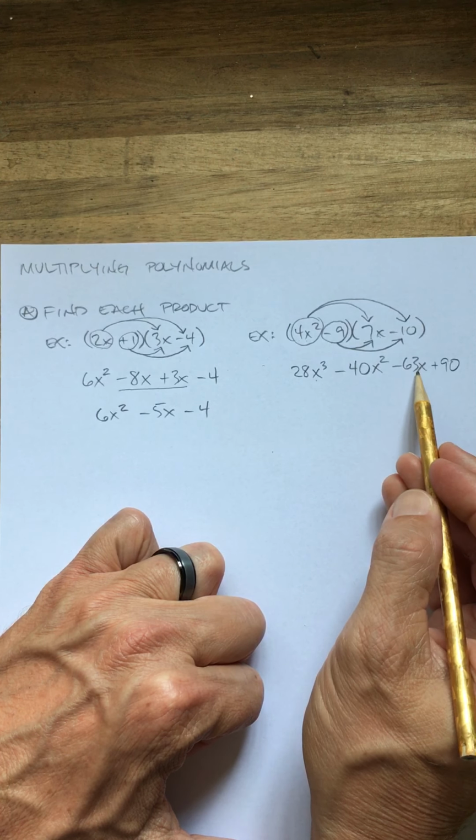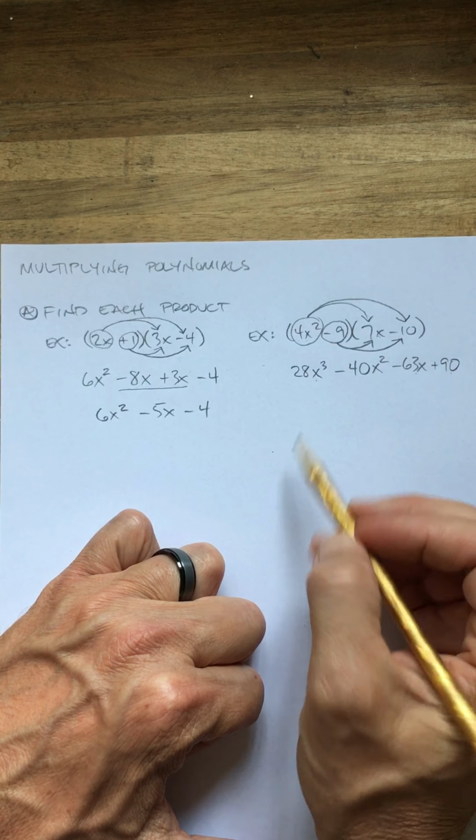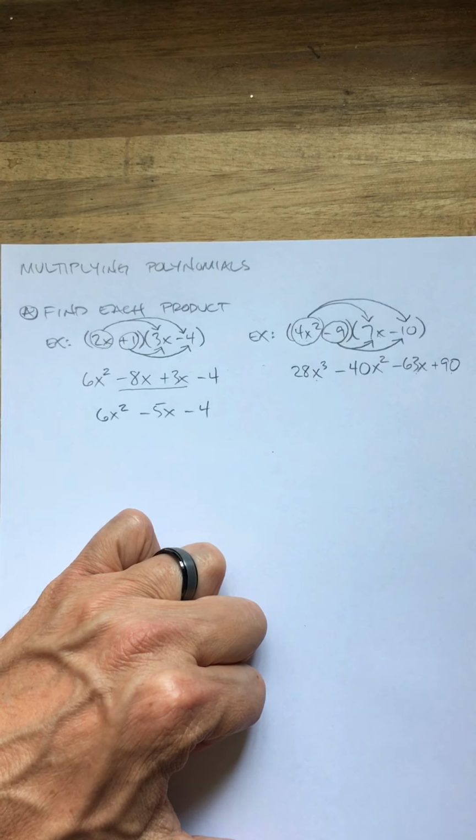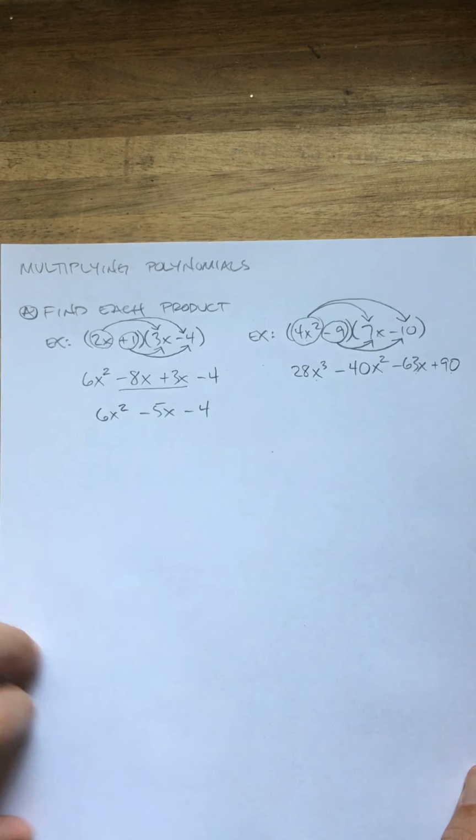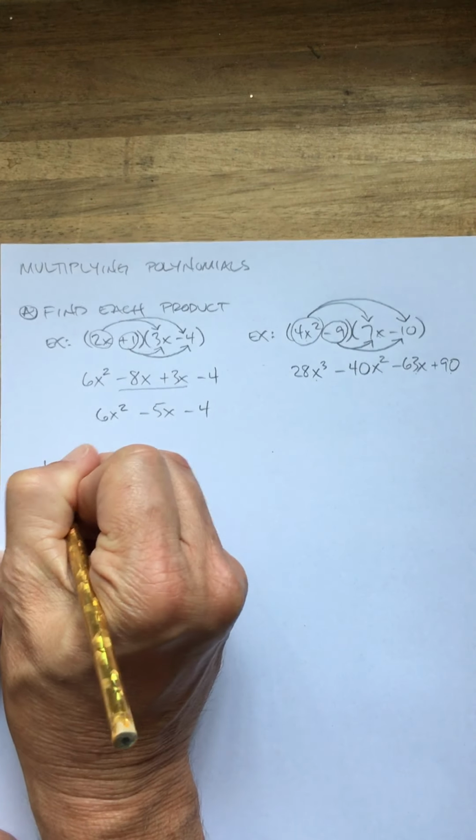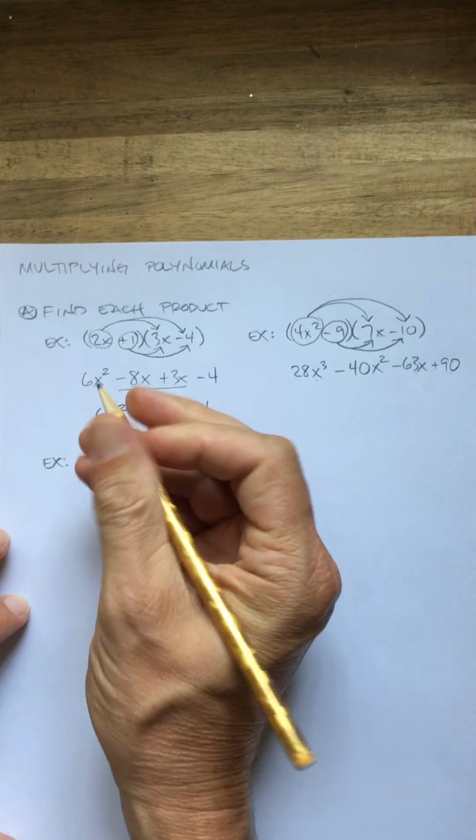I don't. The x's? Nope. There are no like terms, so we're done right there. Okay? All right, let's do 2 more examples. Let's see what happens here.